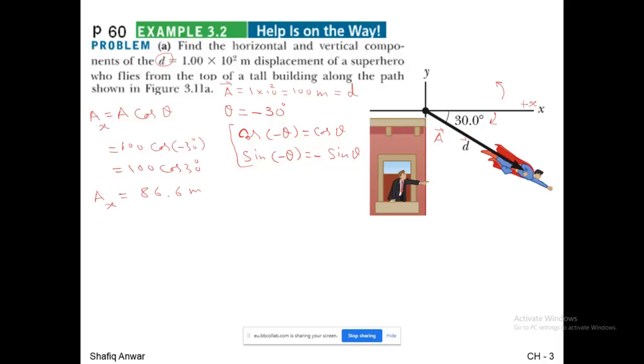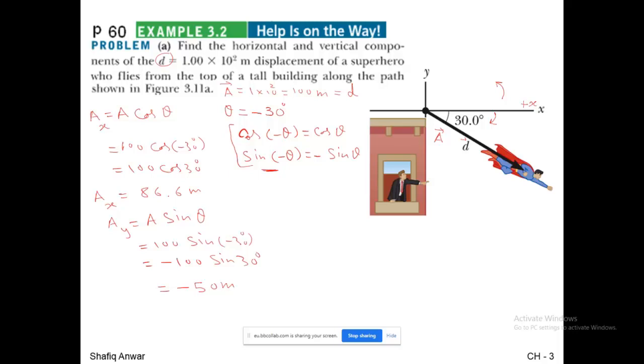Now we are going to do the y component. We have this rule: A sine theta, A is 100, sine minus 30 is equal to minus, by this rule, sine of minus 30 is equal to minus sine theta. So we are doing it like this. So this is equal to minus 50 meter.